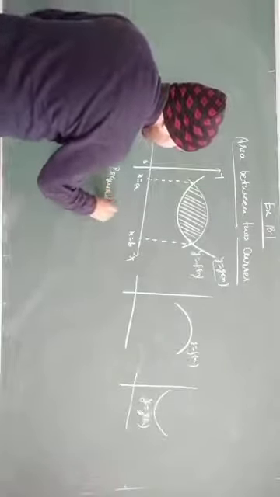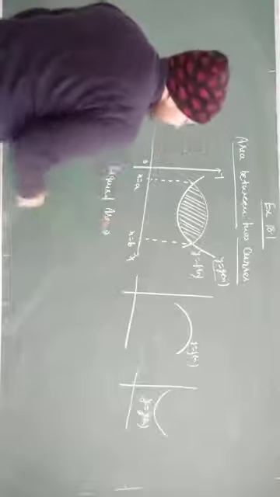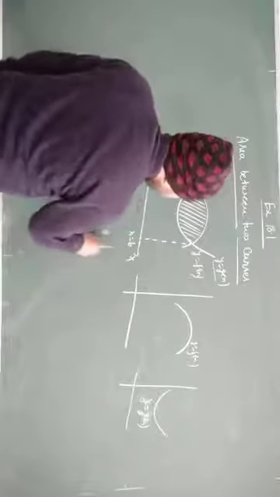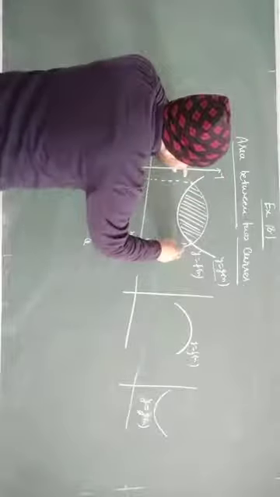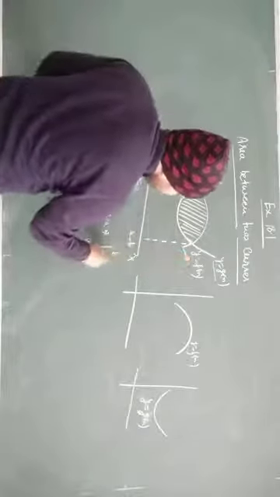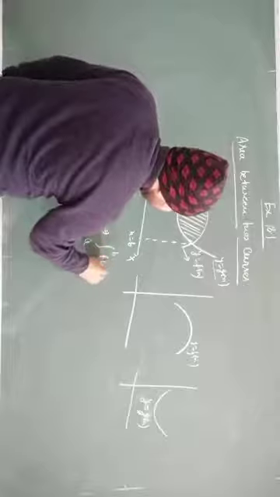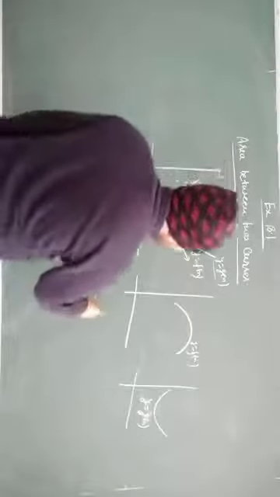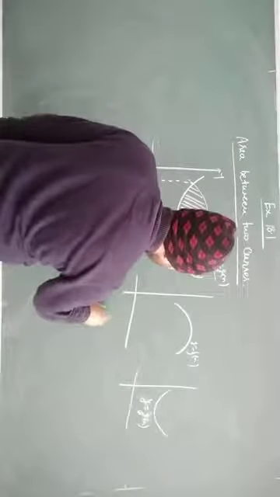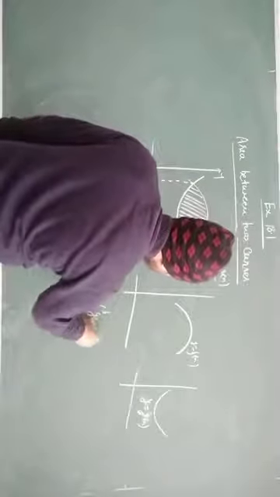The required area is found by integration over a to b of the upper curve, and the upper curve is given as y equal to fx. So fx dx minus integration over a to b gx dx.